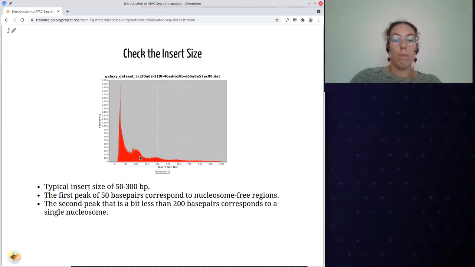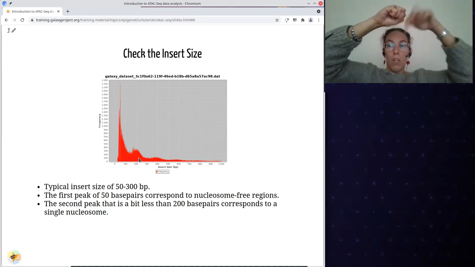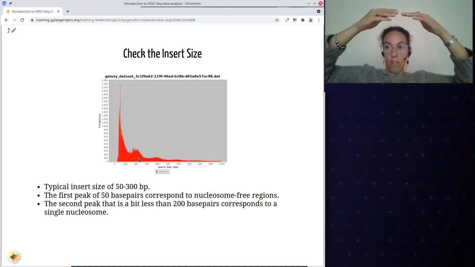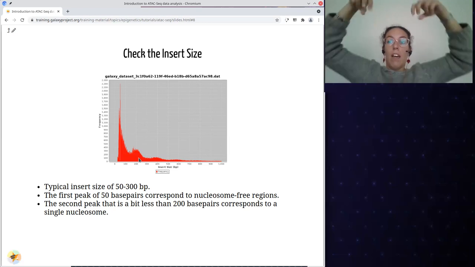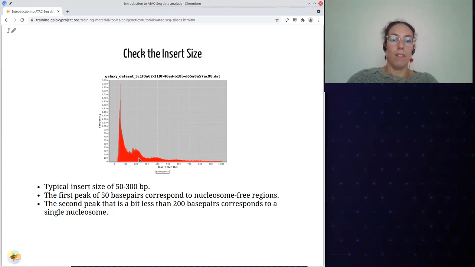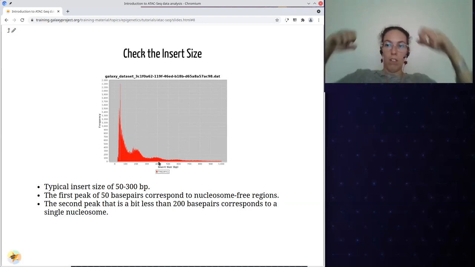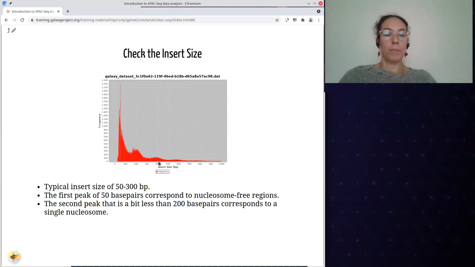Then you have another population, another band that corresponds to 200 base pair. And in fact, this corresponds to the situation where you have one nucleosome where DNA is wrapped around it. So I said it's 150 base pair. And then you have two Tn5 that cut, just stuck to the nucleosome. This is 200 base pair. You can see also the 400 and 600 corresponding to two nucleosomes bound or three nucleosomes that are stuck one to the other.